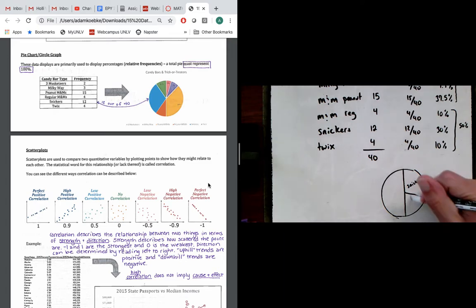Now I have this extra slice down here, which should be a total of 20%. I'm going to take this 20% and cut it in half. That gives me two slices that are each 10%. One of them can be M&Ms. One of them can be Twix.